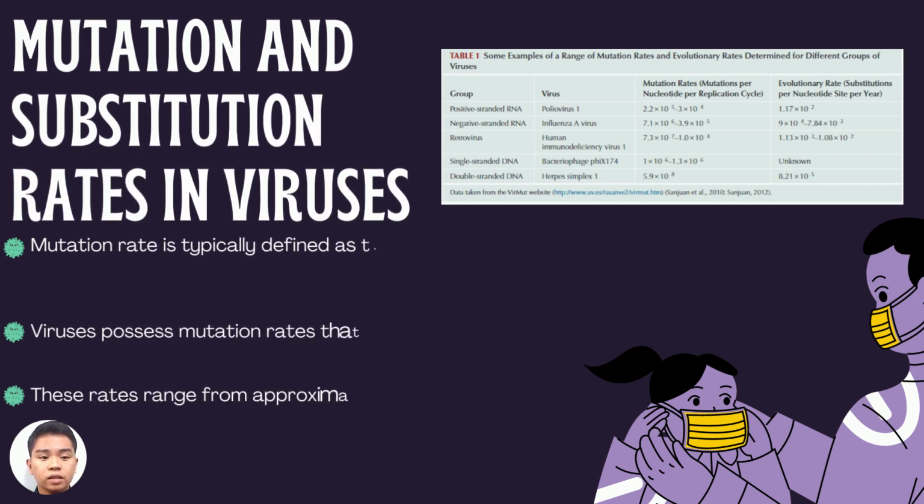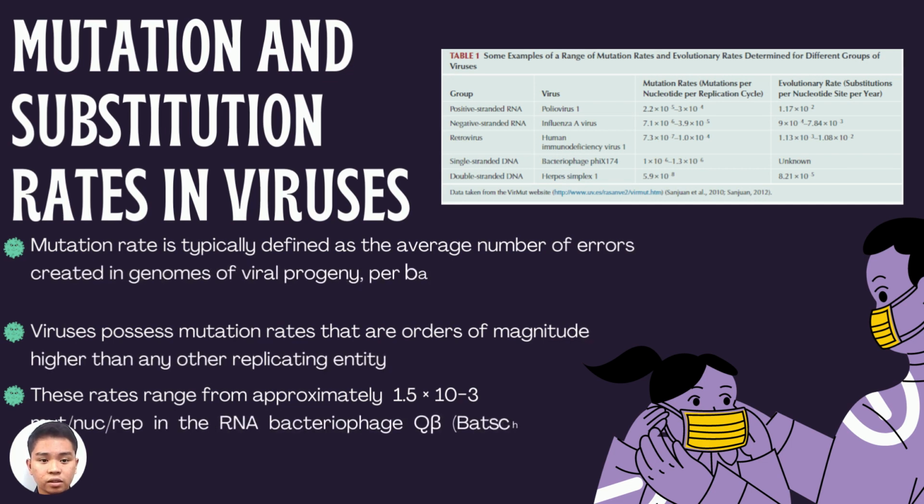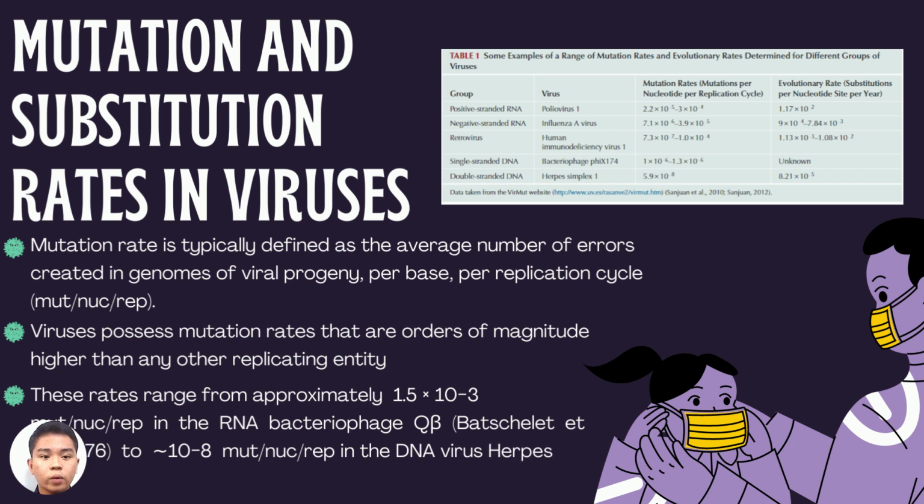Next, let us proceed to mutation and substitution rates in viruses. As we can see, this is the table of examples of the range of mutation rates and evolutionary rates of some viruses. So, what is mutation rate? Mutation rate is typically defined as the average number of errors created in genomes of viral progeny per base per replication cycle. This rate changes from approximately 1.5 by 10 to the negative third power in the RNA bacteriophage up to 10 to the eighth power in the DNA virus herpes simplex.